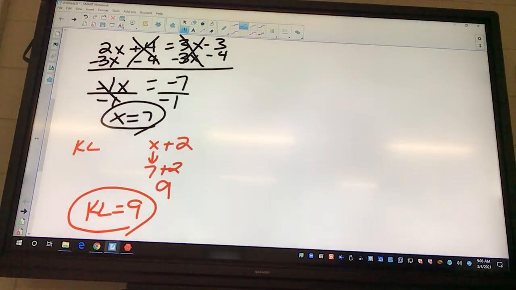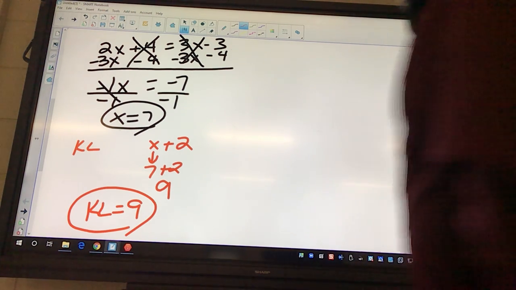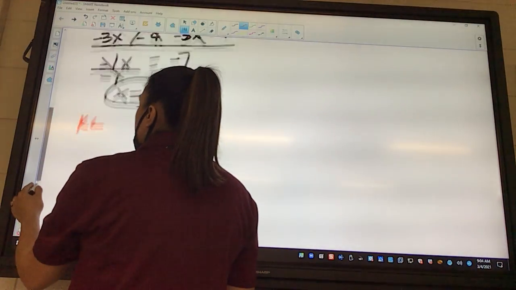So it's just one extra step as far as plugging it into whatever line segment they told you to. Maybe it's the small line segment, maybe it's the big one. But you certainly don't need to find both.